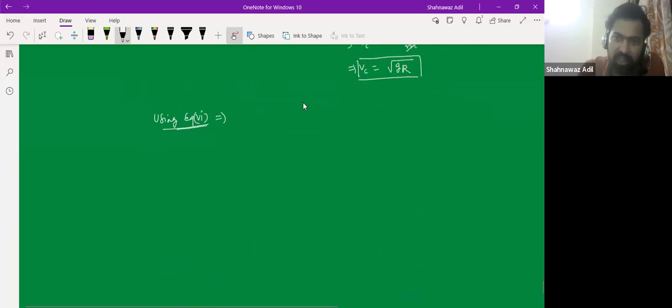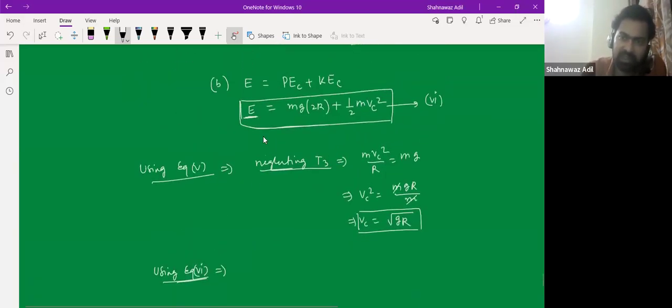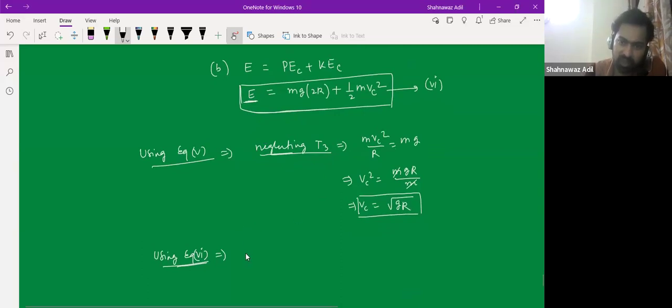Yes. Yeah, so if you have to use this equation 6, right? So E is 2mgr plus half m and vC square, we have just found out. So vC square is gr, right? So that is gr.